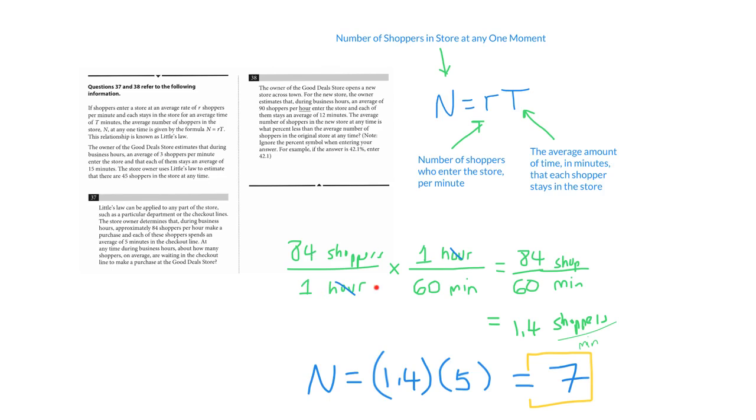84 shoppers over 1 hour times, making sure that we have the hour word up here, correlate that to minutes. Obviously 1 hour corresponds with 60 minutes. We were able to cross out the word hour and then just multiply straight across, and then we had shoppers per minute left over. And then we put in that number, 1.4, for our R, because R needs to be shoppers per minute, not shoppers per hour. Okay, so that's how that one works. So I'm going to erase all this, and we're going to get to problem number 38. I'm probably going to leave this, but I'm going to erase this stuff.